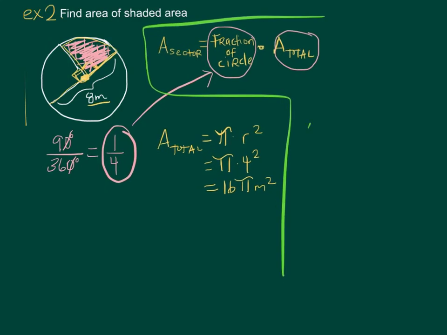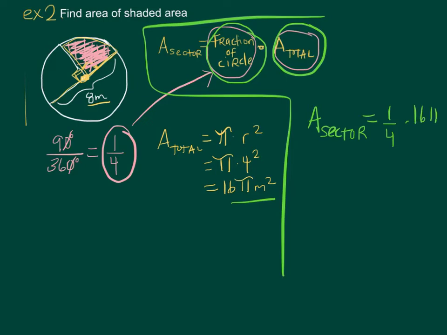So the area of the sector, I'll just write it again, is the fraction of the circle, 1/4, times the total area, which is 16 pi. Now when I multiply that, I'm going to multiply across, and there's an invisible 1 here underneath. So 16 times 1 is 16, and then my pi, and 4 times 1 is 4, and I can simplify that to 4 pi. And remember, this is still an area, so it's still meters squared.